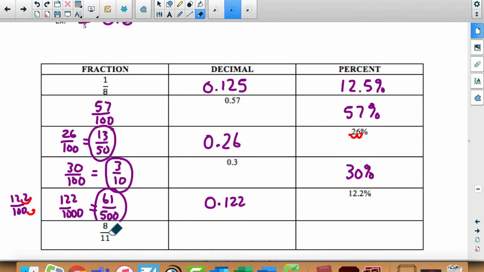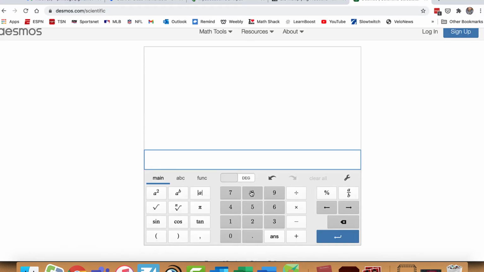Okay, the last one. 8 over 11. Let's change that to a decimal. How do we do that? We think about, what does this sign mean right here? That line means divide. So let's go to our calculator and go 8 divided by 11. Whoa, look what we get. 0.7272727273. This last 3, it's just because they're rounding.